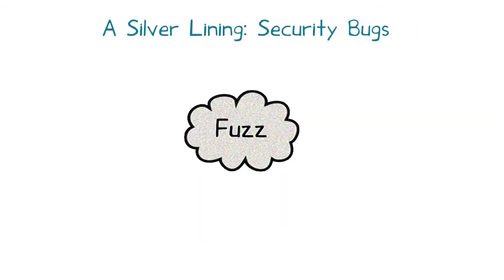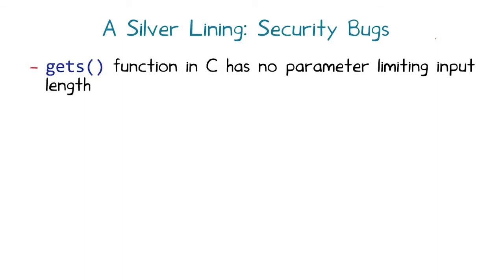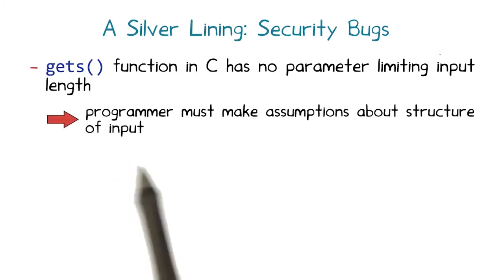The Unix fuzzing experiment did have a silver lining. Security attacks such as buffer overruns were becoming increasingly destructive. The 1995 study highlighted a security vulnerability that was at the heart of many of these attacks. The vulnerability lies in using the gets function in the C programming language, which reads a line from the standard input and stores it in an array of characters. However, the gets function does not include any parameter that limits the length of the input that will be read. As a result, the programmer must make an implicit assumption about the structure of the input it will receive. For example, it won't be any longer than the space allocated to the array.